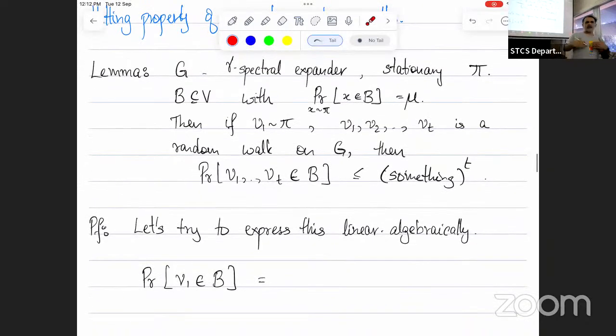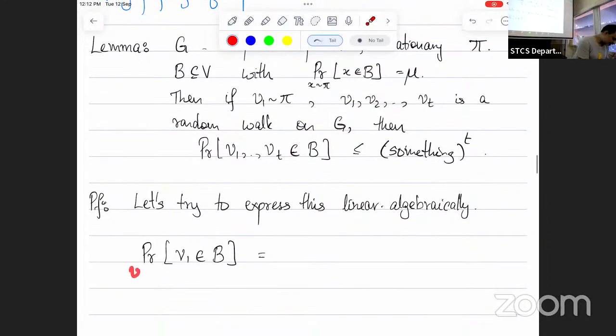Okay. So as a warm-up, let's just get a sense of, I want to somehow express just the first thing linear algebraically. I pick a V1 according to the stationary distribution. So this V1 is sampled according to pi. And I want to know what is the probability that V1 is in B.